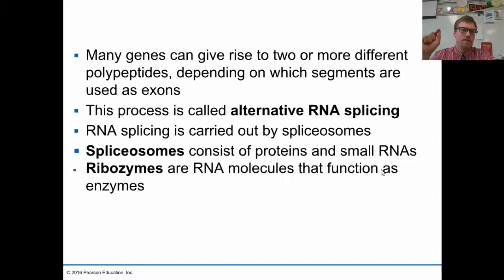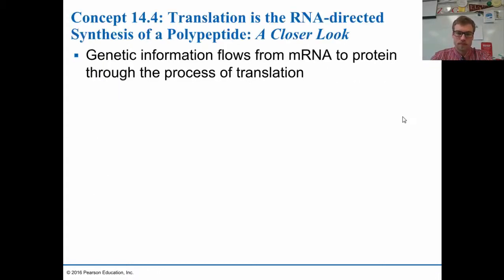Because you have multiple exons, you can splice different exons and keep some of them and get rid of others, and this is called alternative RNA splicing. Alternative RNA splicing allows for multiple polypeptides to be created by a single gene. RNA splicing is carried out by things called spliceosomes, which are made up of proteins and small RNAs. And these RNA molecules are sometimes called ribozymes because they function as enzymes. And we will see that the ribosome is a type of ribozyme.